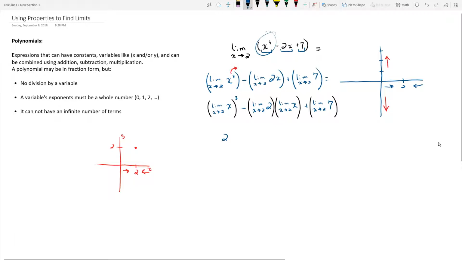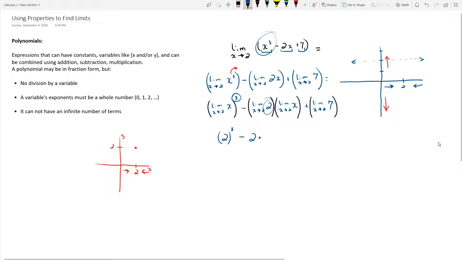So we have 2. But we need to remember to bring that exponent back down. So we're going to have 2 to the third minus, and in looking at this, this is a constant. Anytime that we have a constant, whatever the limit is approaching, it's going to be that constant, because a constant, remember, is a horizontal line. That's really what that represents. So the limit as x approaches 2 is going to be 2. And that's going to be multiplied by, and again, we have the same thing here without the exponent.